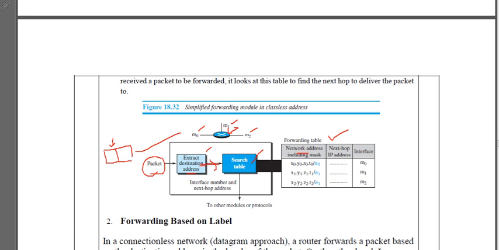दिस इज़ द फॉरवर्डिंग टेबल. इट कंटेन्स द नेटवर्क एड्रेस, नेटवर्क होप आईपी एड्रेस एंड द इंटरफेस. ठीक है, इंटरफेस मीन्स किस इंटरफेस से ये पैकेट आया है.